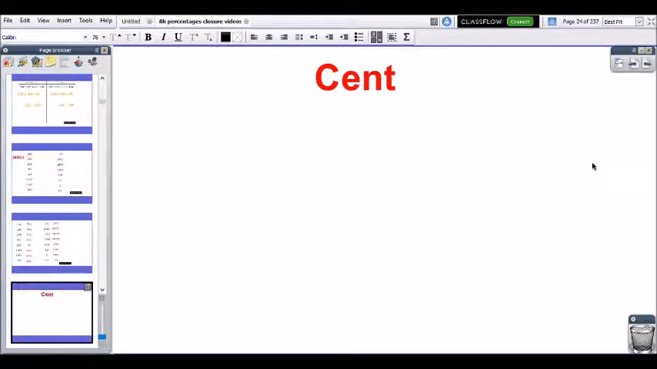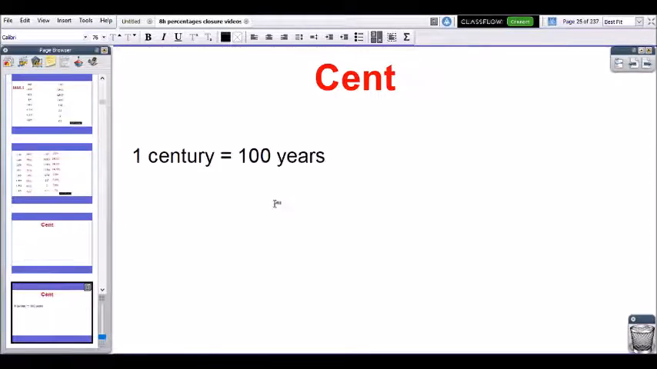Okay, so next part of this lesson, I want you to look at this word on your screen, so cent. I want you to ask yourself, where in real life have you heard this word cent before? Okay, so I can think of lots of examples in our English language where we use that word cent. One example could be something like a century. So century starts with cent, and 1 century represents 100 years. Can you think of any more examples?